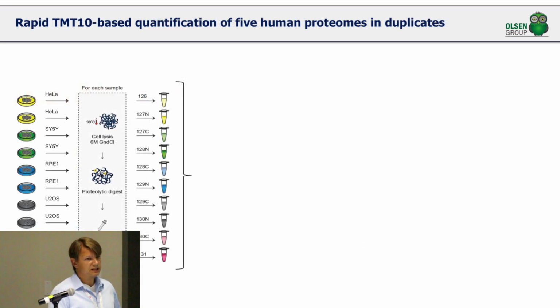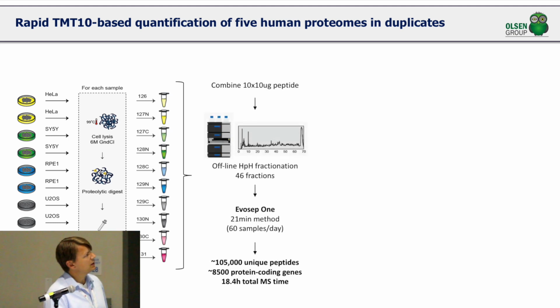So we thought we wanted to test this now on the EvoSep system and see, like in a typical large-scale experiment, if we were to look at 5 different cell lines that we have in duplicates, and we would then label them with the 10 different TMT reporter lines, and then basically do our standard workflow where we do the 46 fractions by offline fractionation.